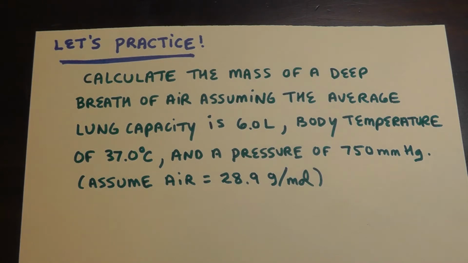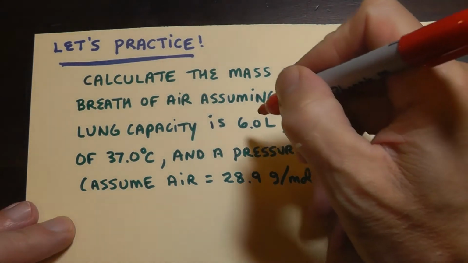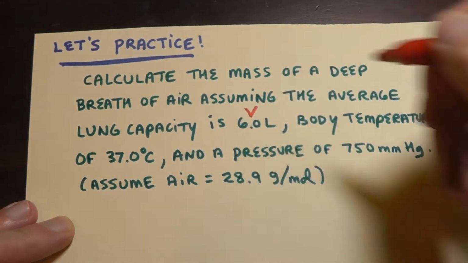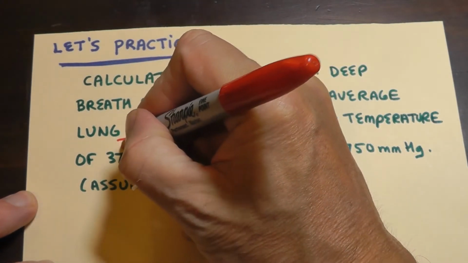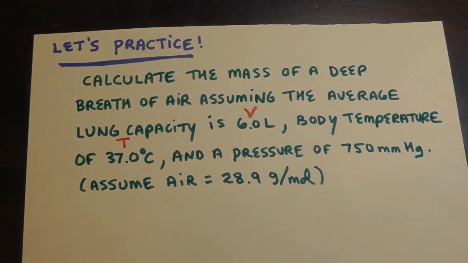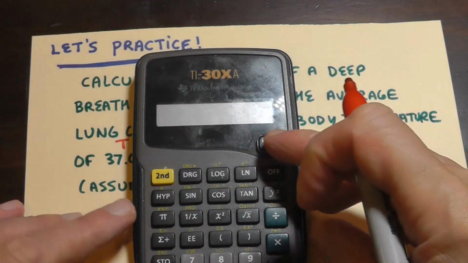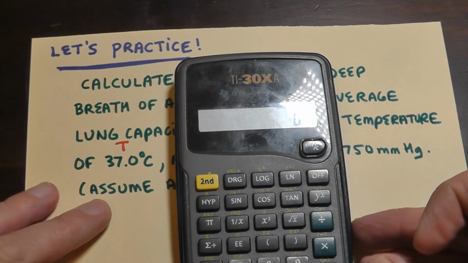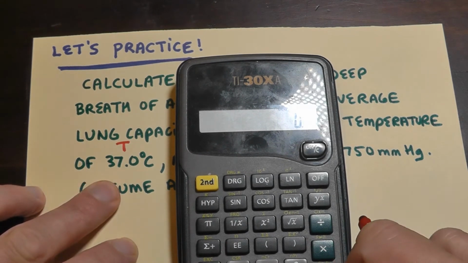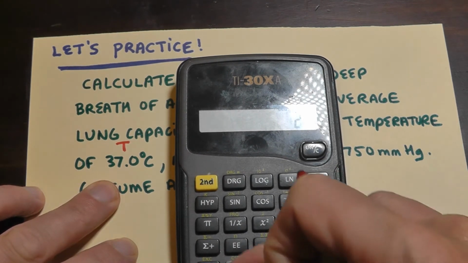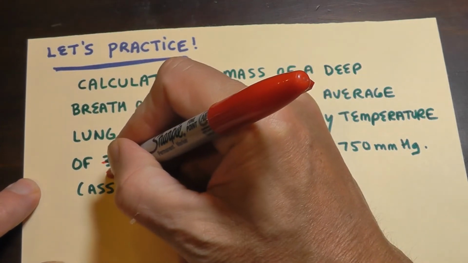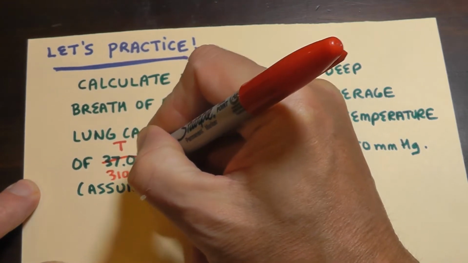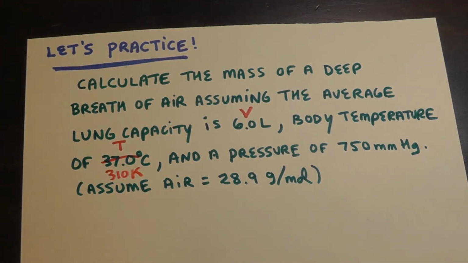Assuming the average lung capacity of a human is 6.0 liters, V. I'm going to label these things as I go along. Body temperature is 37 degrees, T. And you know what I'm going to do, folks? Before I forget, I'm going to convert that to Kelvin. All your temperatures have to be in Kelvin. 37 plus 273 is 310. Remember that, just like when we were talking about gas laws.